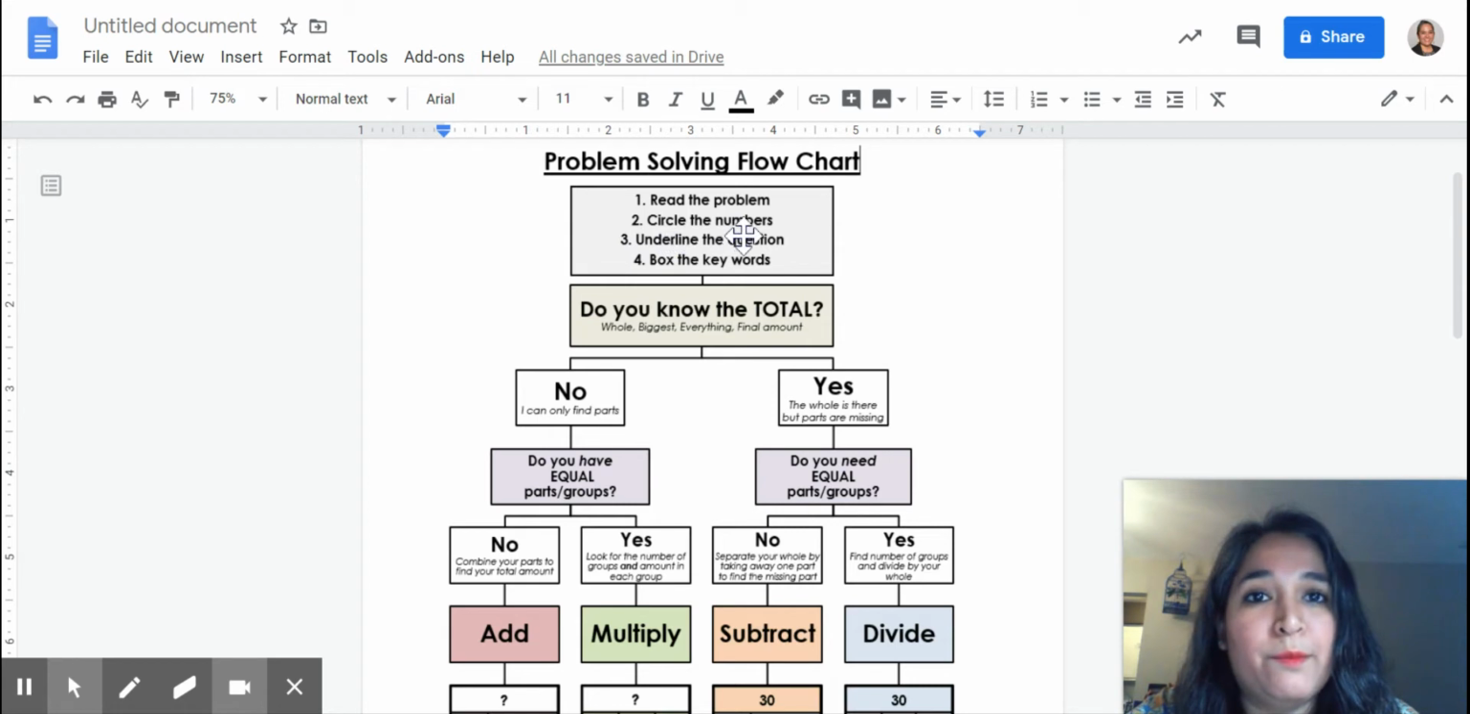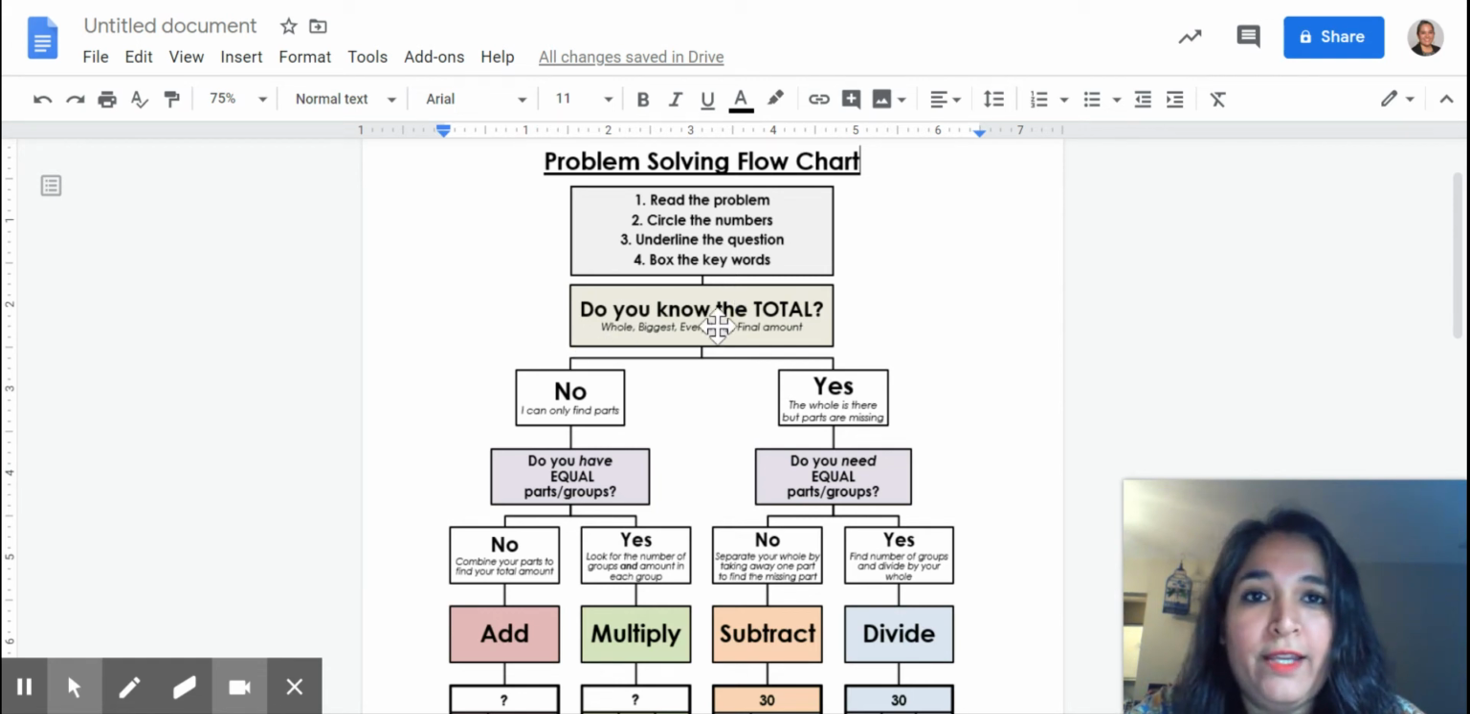then we read it again so we can circle the numbers. Then we read it again so we can underline the question. And lastly, we read it one more time so we can box in the keywords, all the words that give us a clue about what we need to do with that problem.